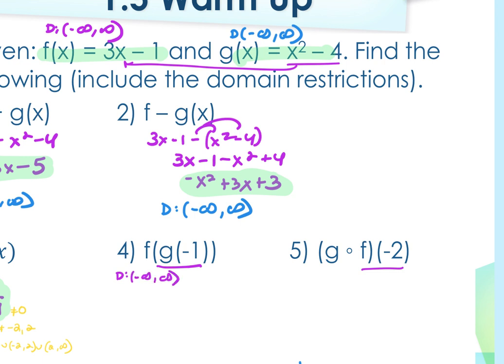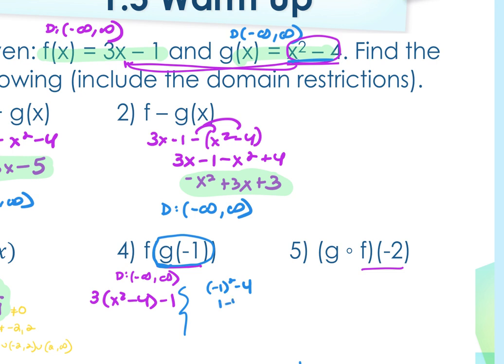And then you have two choices. Take this expression and plug it in there. So it'd be 3 times x squared minus 4 minus 1. Distribute the 3, combine your like terms, and then plug in the negative 1. Or what I would recommend is do g of negative 1 first. So I go to g, and I plug in negative 1. Remember, when you plug the negative into the square, the negative stays in the parentheses. So that becomes a positive 1 minus 4, which is negative 3.